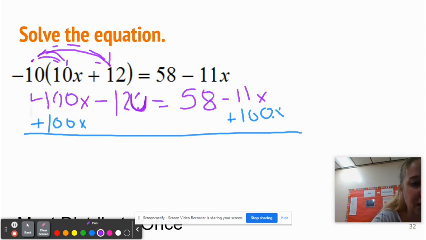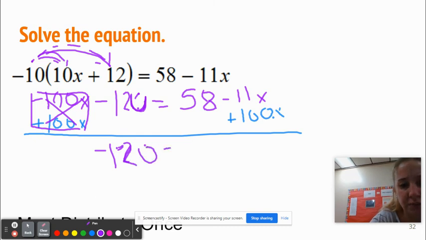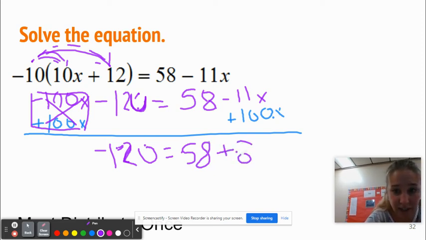Now, negative 100x plus 100x is nothing. And this negative 120 comes down. You cannot lose the negative. Now we have 58. So we have a positive 89x.